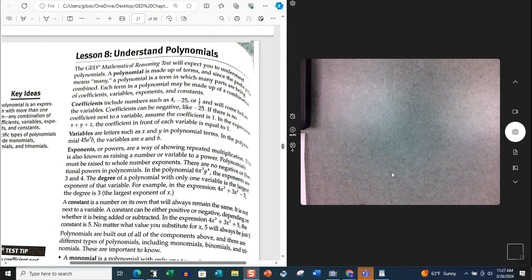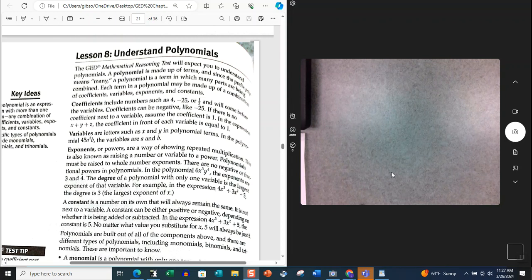The degree of a polynomial with only one variable is the largest exponent of that variable. For example, in the expression 4x cubed plus 3x squared minus 5, the degree is 3, the largest exponent of x. A constant is a number on its own that will always remain the same. So basically, it's a number that does not have a variable connected to it.